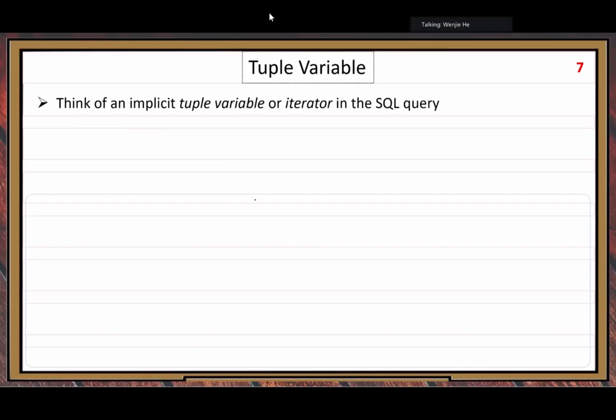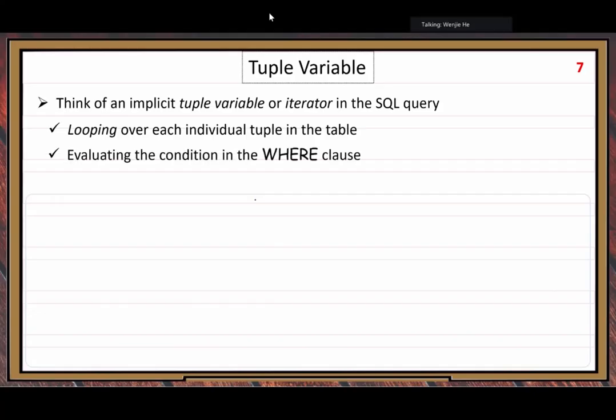Because the logic could be very complicated, we need some imaginary object, and we build our query statement around that object, that tuple variable. So, an implicit tuple variable, or iterator, in the SQL query is looping over each individual tuple in the table, evaluating the condition in the where clause.